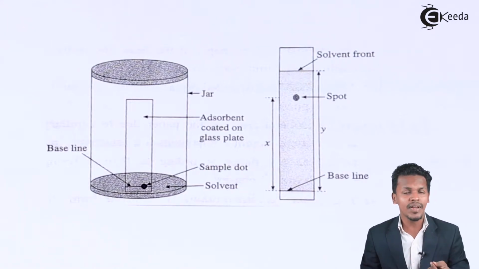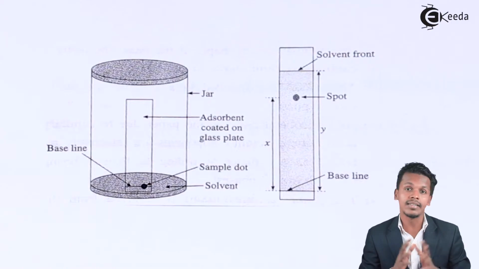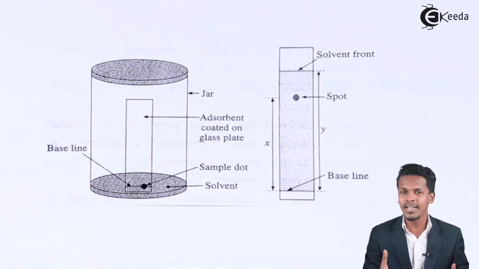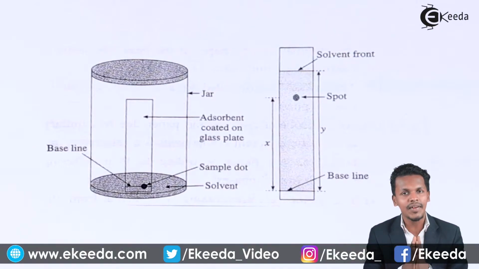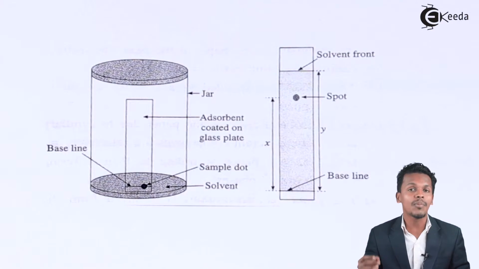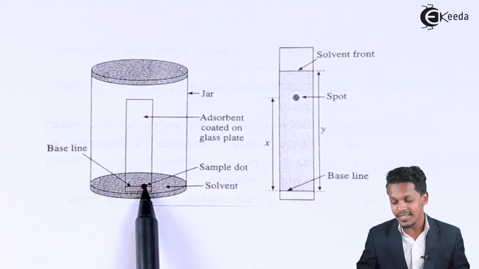So we have to take this thin glass, dip it in the slurry of silica gel, remove it, and let the thin layer of silica gel that has been adsorbed on the glass get dried up. After this gets dried up, we have to take the organic mixture which we want to separate, take it with the help of a capillary tube, and spot it on this baseline, as you can see over here.